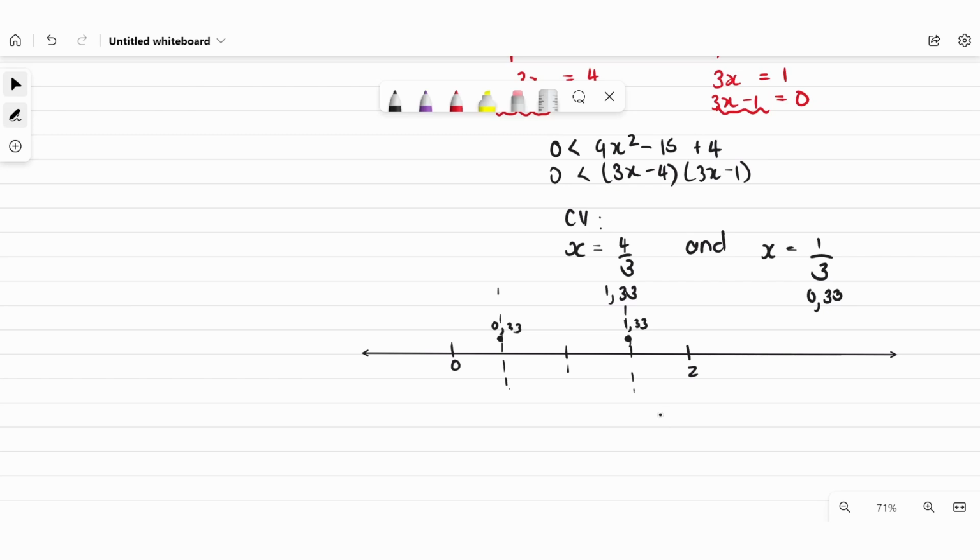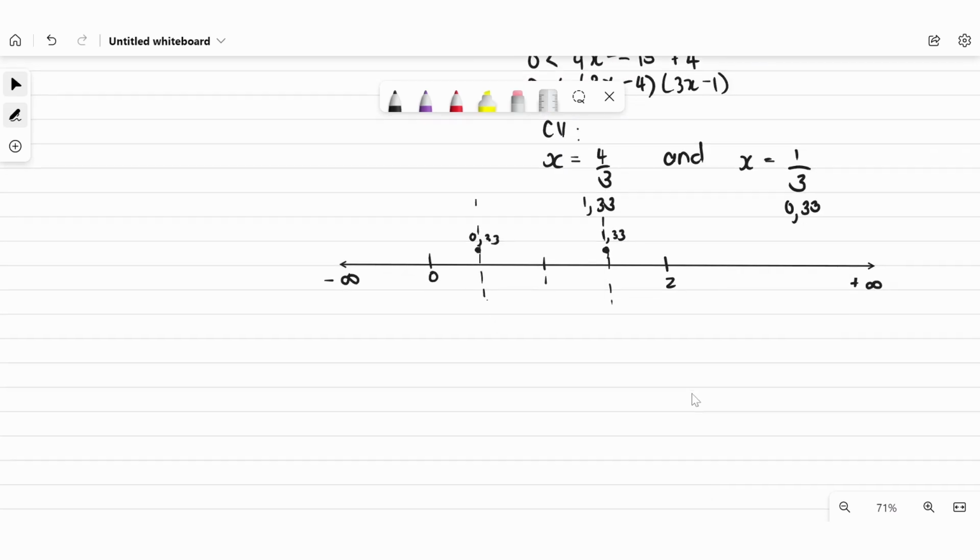Then another thing that you need to remember is that here you always put negative infinity, then here is going to be positive infinity. This is very important when you write your solution. It makes everything easy. So what you need to do is pick a number between negative infinity till your first critical value, which is 1/3 here, right? And we need to pick a value between 1/3 till 4/3 here. Then we need to pick another value between 4/3 to positive infinity.